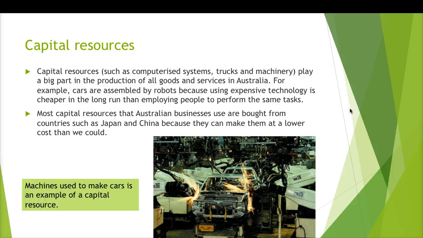So that's what I was talking about earlier with Holden and Ford. Machines took over, but still the price to pay for the total production of a car was too much, so they've had to close down their factory. Most capital resources that Australian businesses use are bought from countries such as Japan and China because they can make them at a lower cost than we could. And there's a photo there of a car being made in a production line.